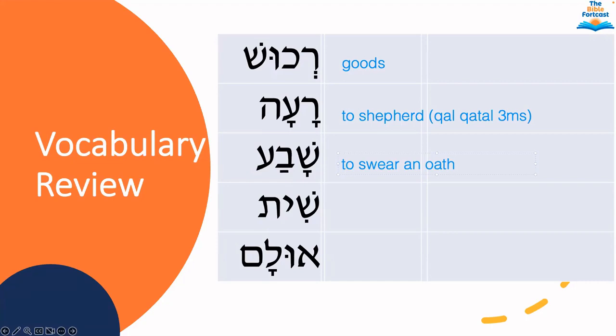And if you remember that story in Genesis about the seven wells and the oaths and the agreement they made that was broken, it will help you sometimes remember this form. And this is also a Qal Qatal verb.